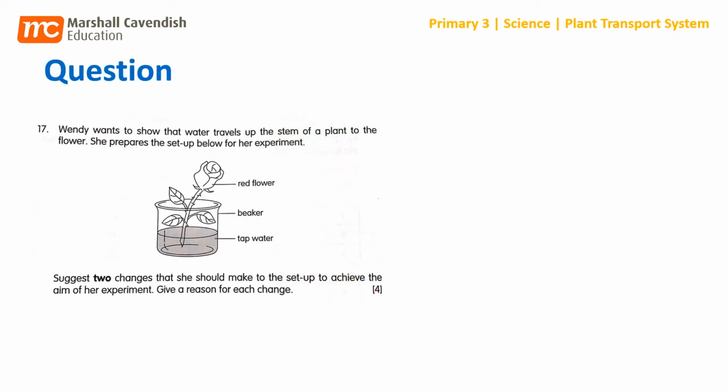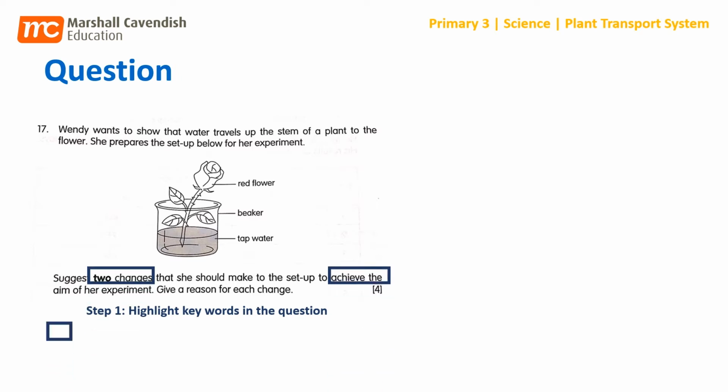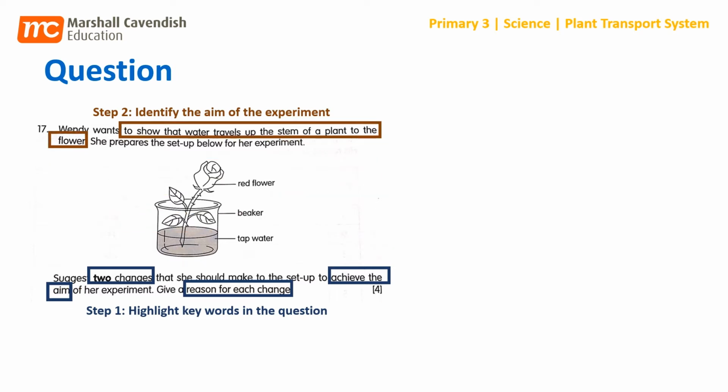This question is extracted from My Pals Are Here Science Test Extra, Primary 3 and 4. Let's take some time to read this question. Firstly, we need to highlight the keywords in the question. We have to find two changes to be made to achieve the aim of the experiment and state the reason for each change. Next, we need to identify the aim of the experiment, which is to show that water travels up the stem of a plant to the flower.